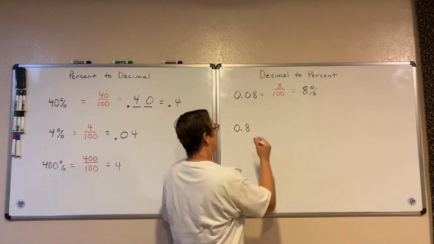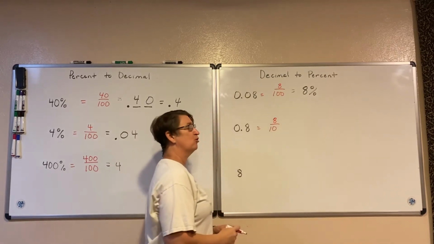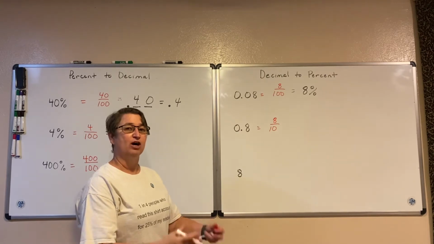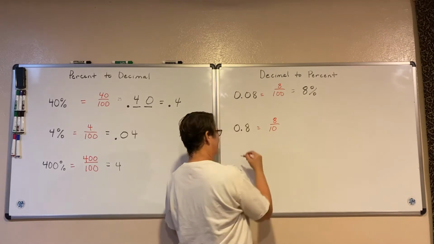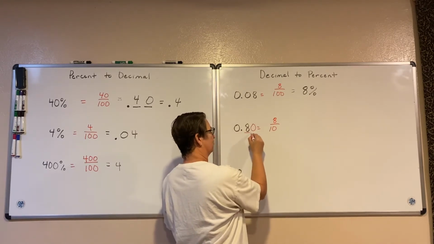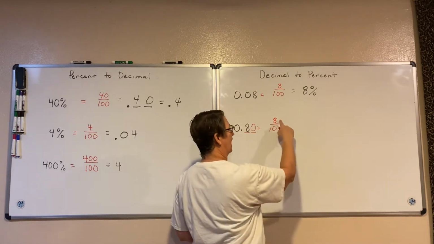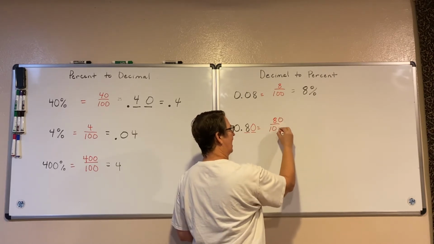Here I have 8 tenths. I'm going to rewrite that as a fraction, 8 tenths. But in order for me to turn it into a percent, I need it to be out of 100. So in order to get it out of 100, one thing I could do is, this is tenths, this is hundredths, I could just add a 0 there to make it hundredths. Or in my fraction, I can multiply the top and the bottom by 10 to get 80 out of 100.